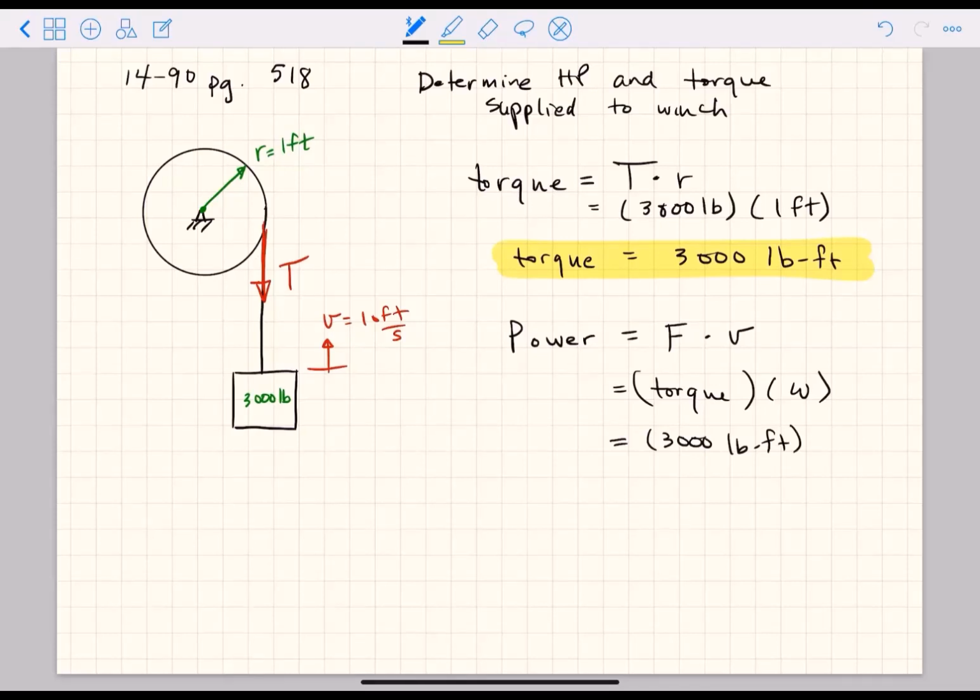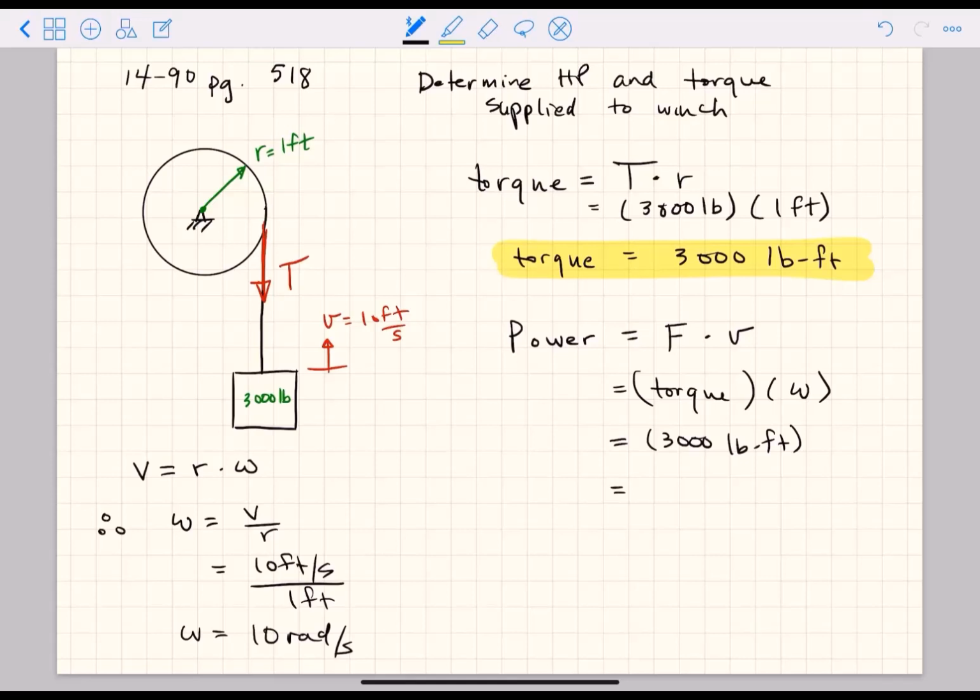But oh, wait a second, we don't have an angular velocity, we only have a linear velocity. But remember, we can convert just like we did last time, except before we did that with displacement. Well, now we would be doing that with velocity. So V is equal to R times omega. So therefore, omega is equal to V over R, which is equal to 10 feet per second divided by a radius of 1 foot. So omega is equal to 10 rads per second.